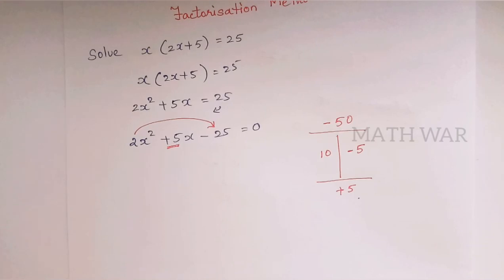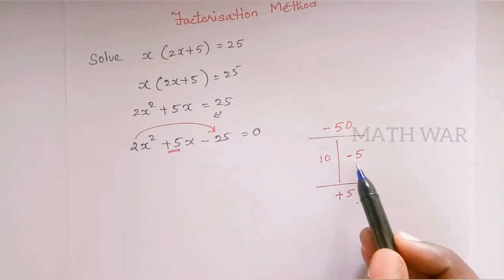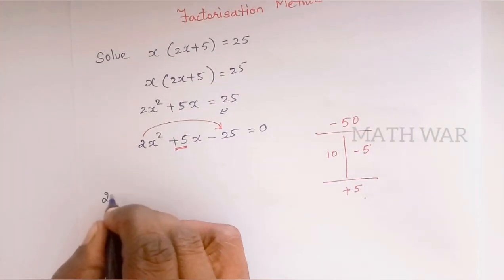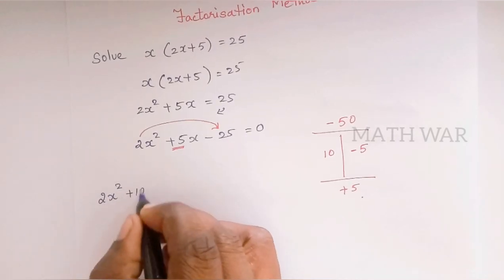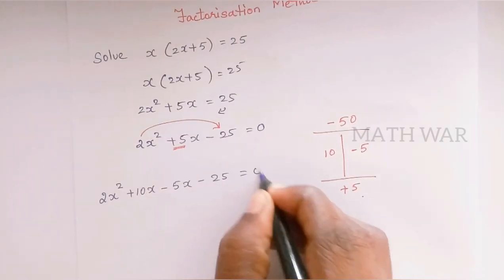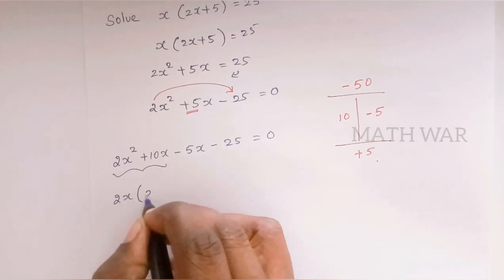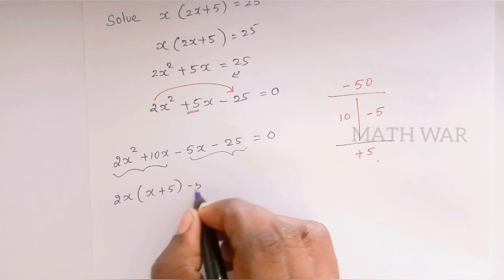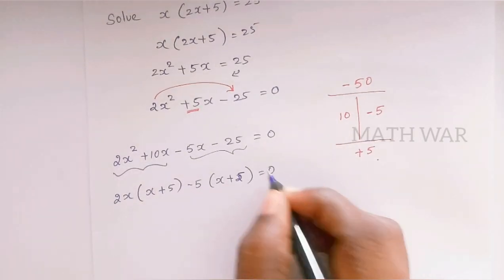We should apply that in the middle term. Instead of 5x, we can write it as 10x and minus 5x. Splitting the middle term method, we are going to start. So 2x square, this middle term plus 5x, we can write as plus 10x minus 5x minus 25 equal to 0. From the first two terms, 2x is common. If we take it out, x plus 5 we will get. From the second two terms, minus 5 is common. If you take it outside, x plus 5 we will get, equal to 0.